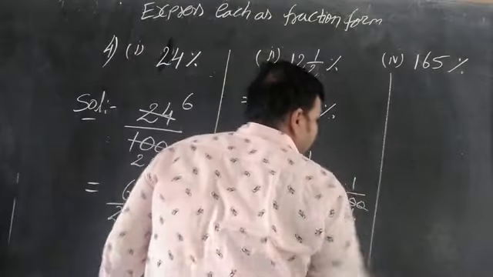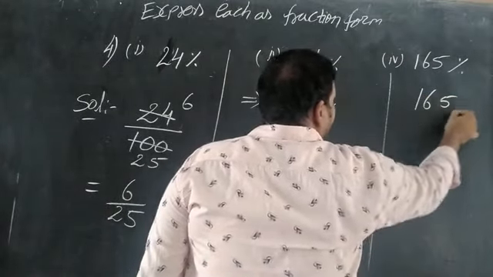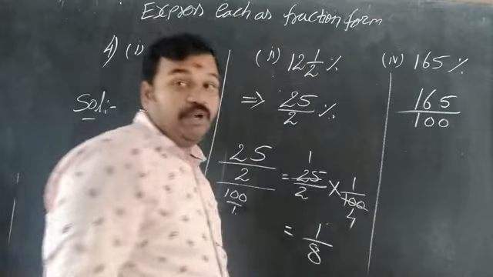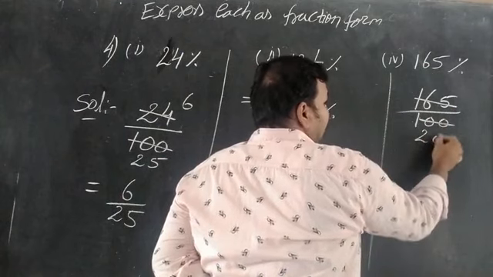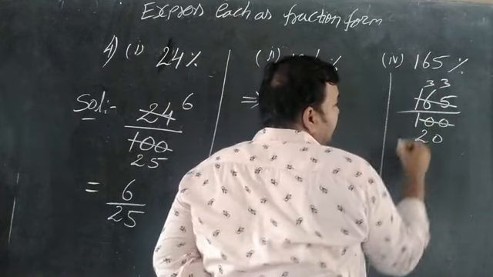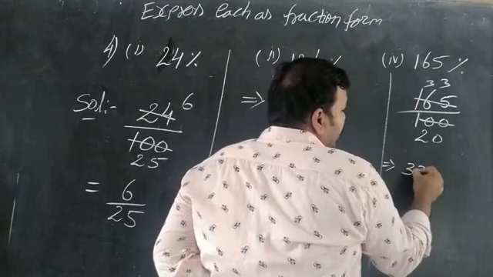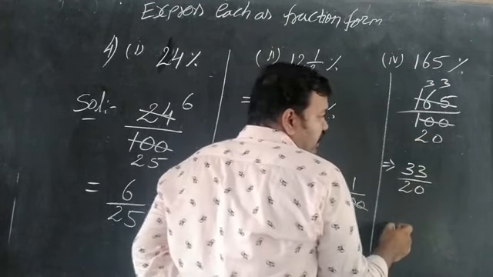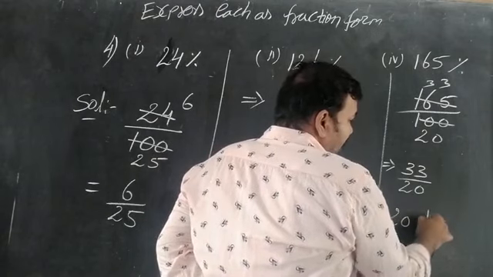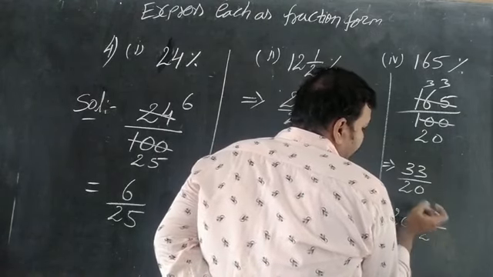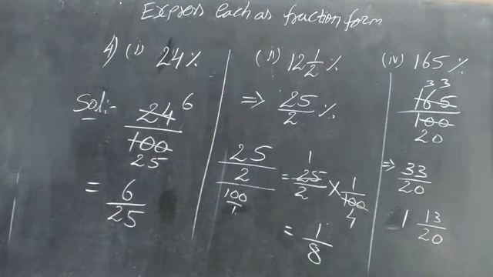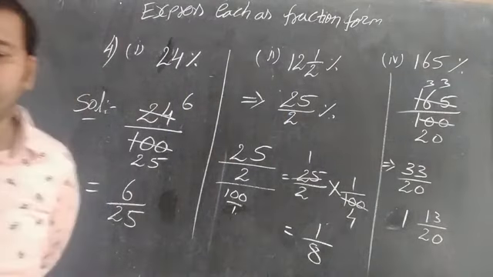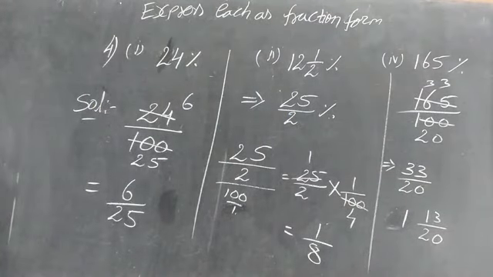And the last one is 165 percentage. 165 by 100. Cancellation we have to do here. Using which table? 5 table. 20 times, 3 times 15, which will not divide the table. So 33 by 20, changing into which fraction? Mixed fraction form. 13, 1 20 is 20, balance is 13, which is equal to 1 13 by 20.